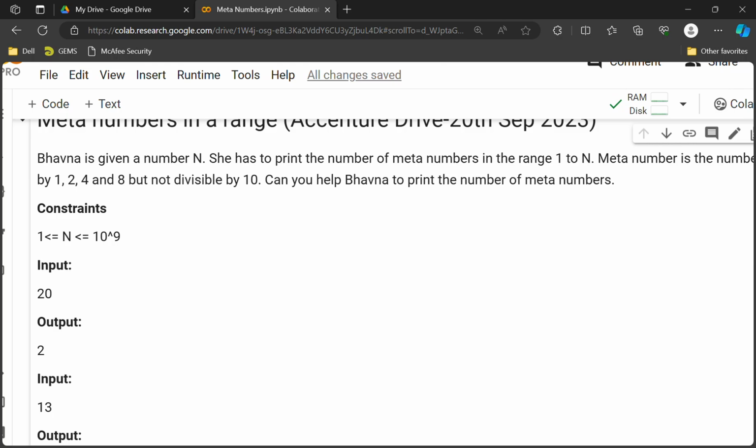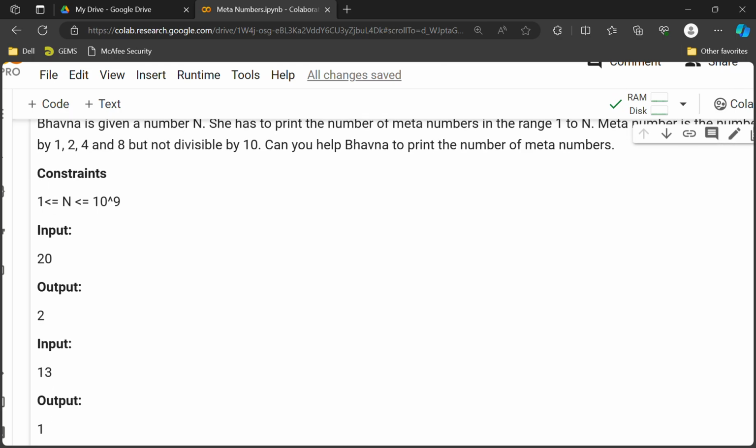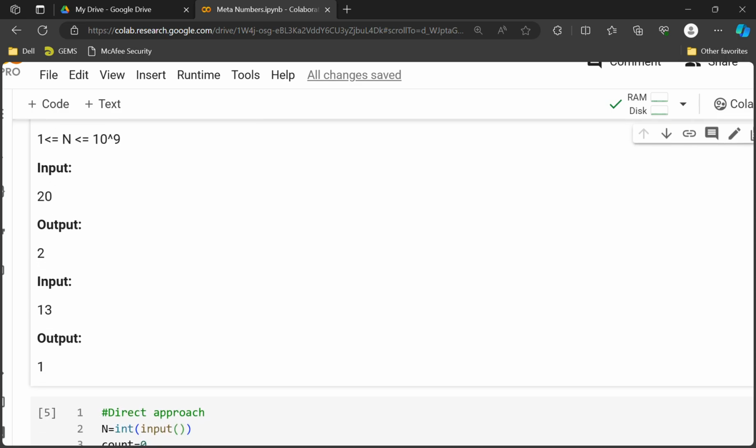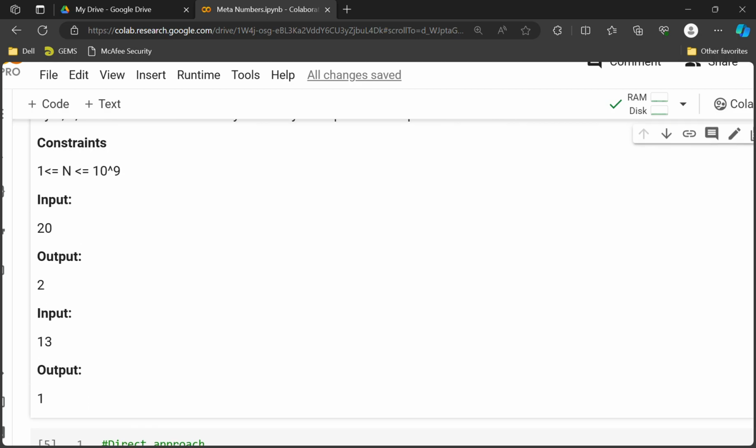Okay, so n will be given. N is given as input and we have to produce the number of meta numbers in the range 1 to given n. What is the constraint here? The constraint is that n varies from 1 to 10 power 9. So please watch this one. 10 power 9 is the biggest number and we must attempt to write an optimized solution. That is one indication here.